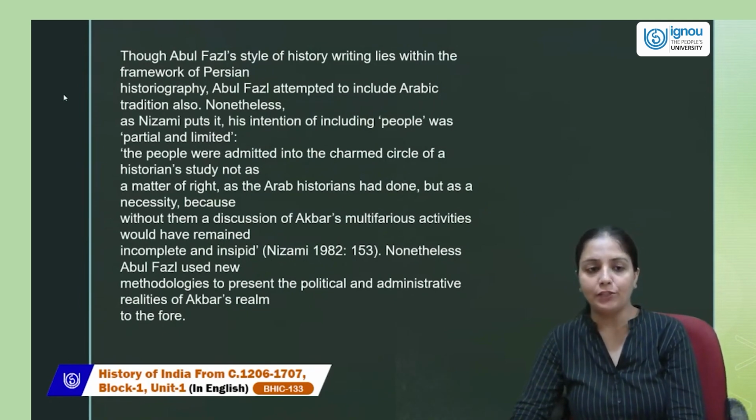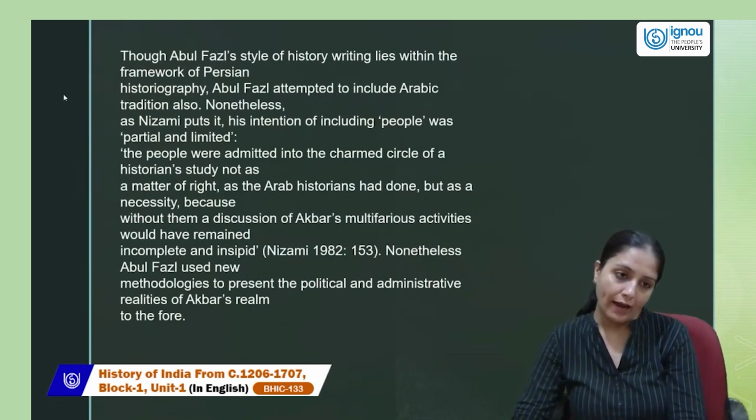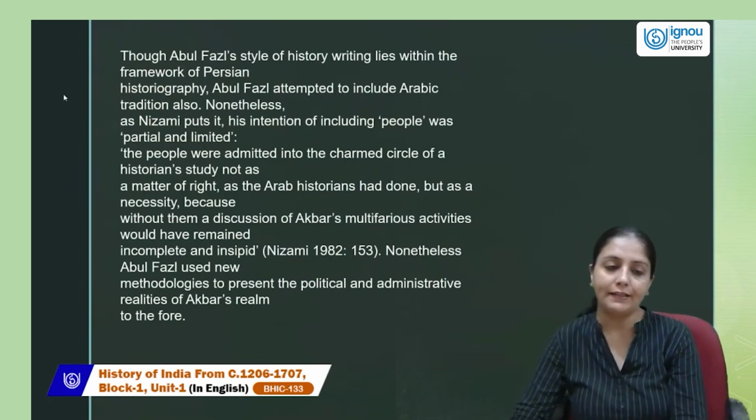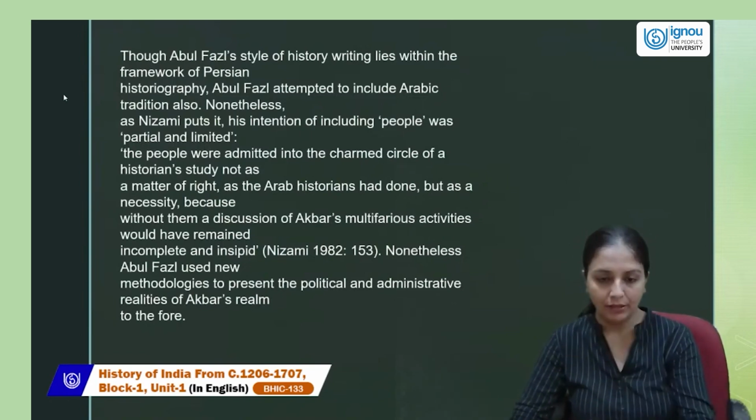Nonetheless, Abul Fazl used new methodologies to bring the political and administrative realities of Akbar's realm to the fore.